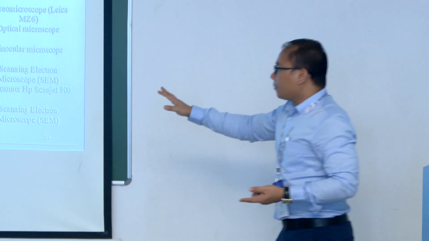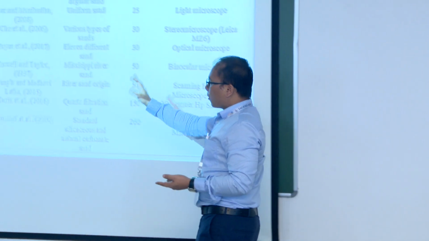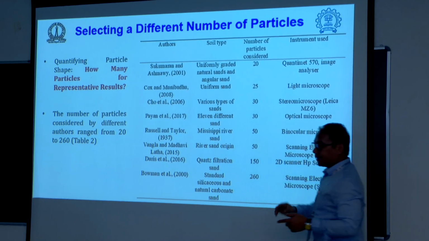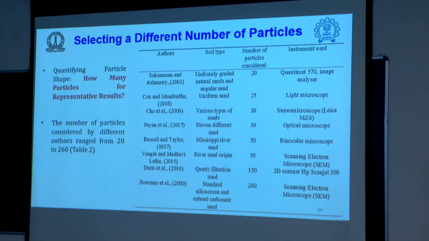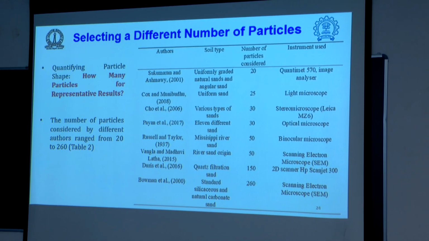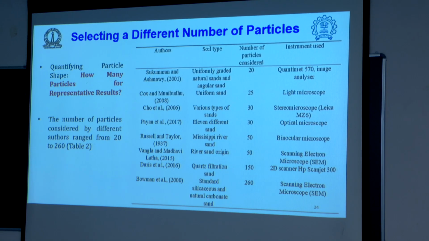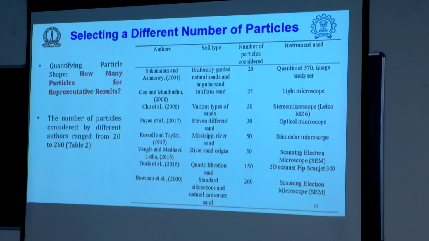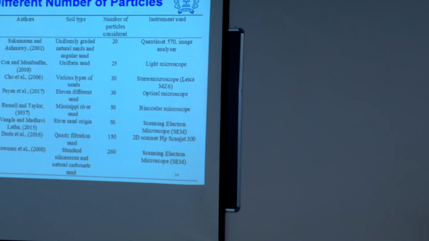In the literature, the number of particles considered varies from 20 to 260 particles so far. So how many particles should be taken for us? That is a question, right? How many particles should be sufficient to yield a representative result? Or is there any effect when we randomly select particles and do the analysis, whether there will be an effect or not? That we have seen first.